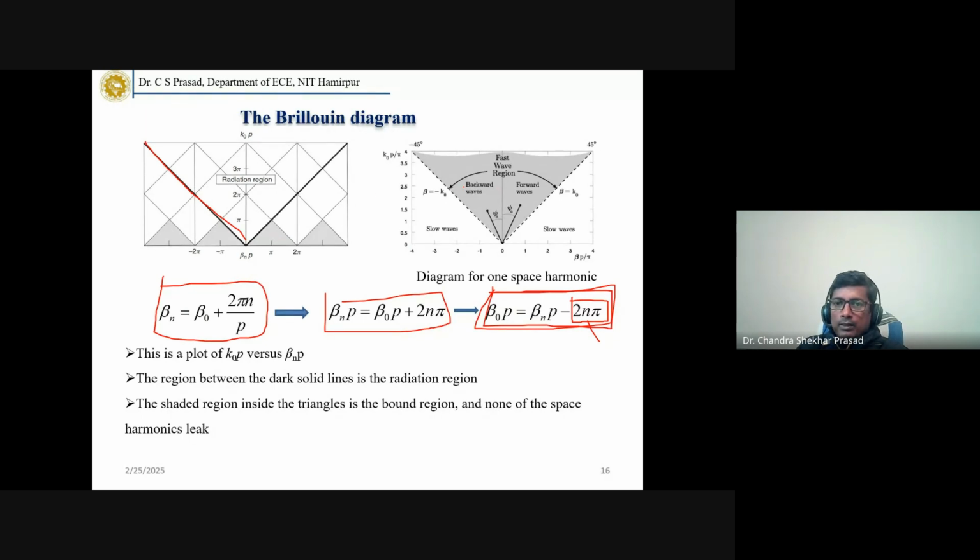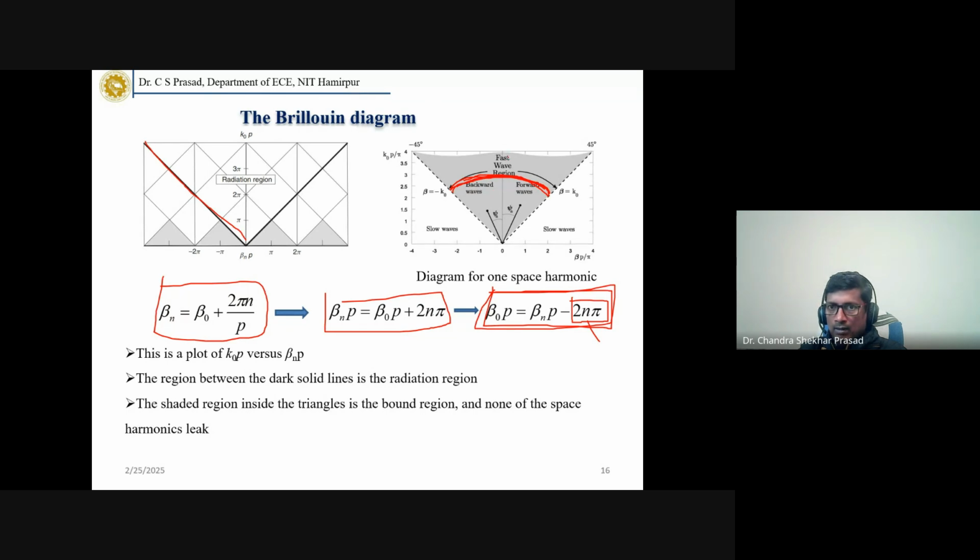So here we divide this diagram. This is called Brillouin's diagram. This is also important to see the dispersive characteristics of your design. If you have your graph or your value in this region, this region is basically the fast wave region. You will have this region only if beta n by beta naught is less than 1, and that will give you a fast wave region.